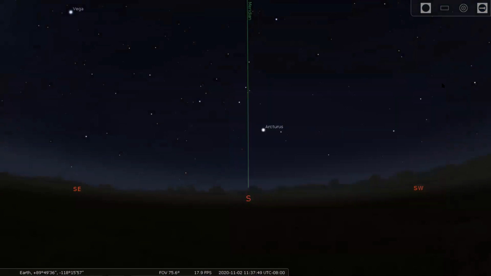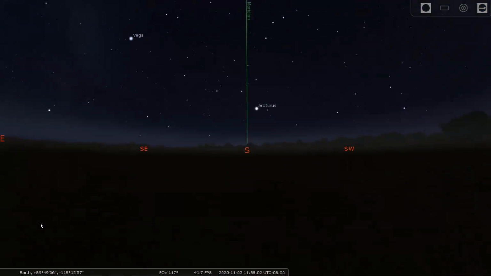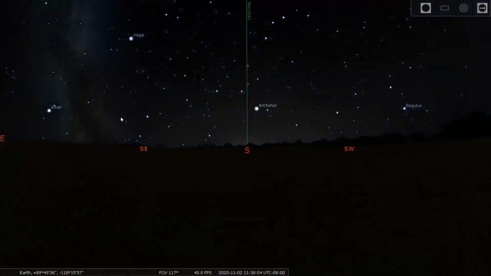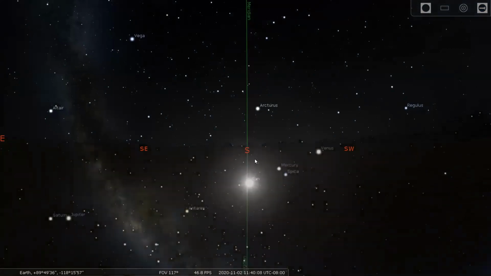Now what happened? Well, right now the sun is below the celestial equator. So if you're at Earth's North Pole, the sun would be below the horizon. And that's why it's dark here. Maybe it's because I turned off the atmosphere? Okay, so you can sort of see the glow of the sun down there. If I get rid of the ground, aha, there's the sun.